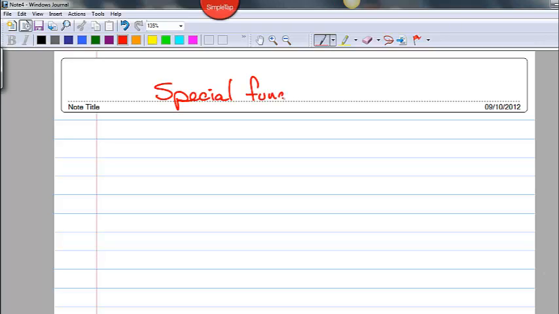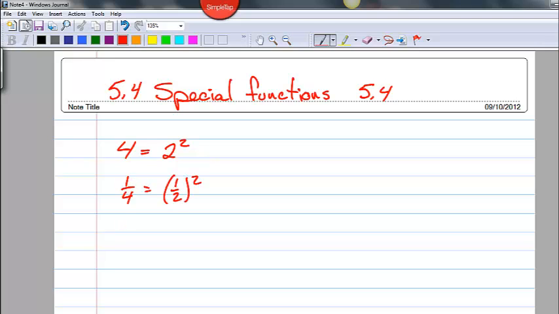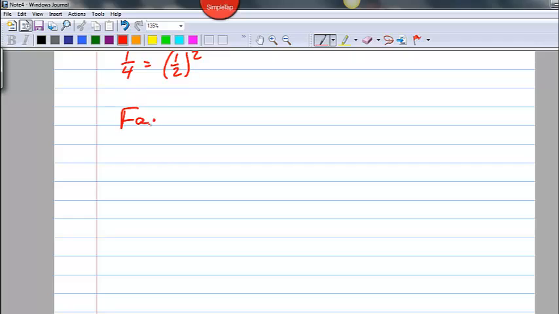So today we're going to look at how to factor some special trinomials. Disregard the special functions there. This is from section 5.4 of the grade 10 text. The first kind of special trinomial that we're looking at is called a difference of squares.